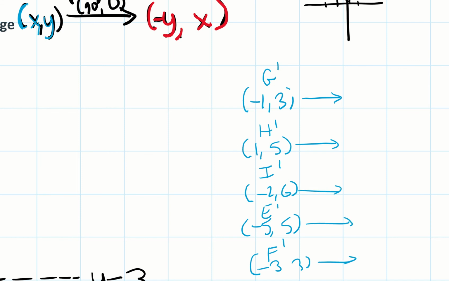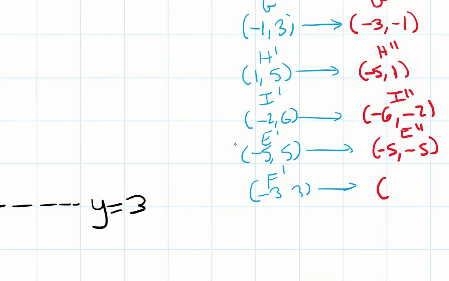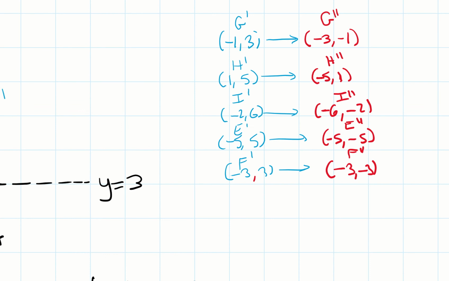All right, so what's the rule? The rule is you switch x and y, and then you change the sign of the first. So the first one is 5, so it's going to be negative 5. Then 6, negative 2, and change the sign there. Change the sign for E double prime, and so on. These coordinates in red are my image.